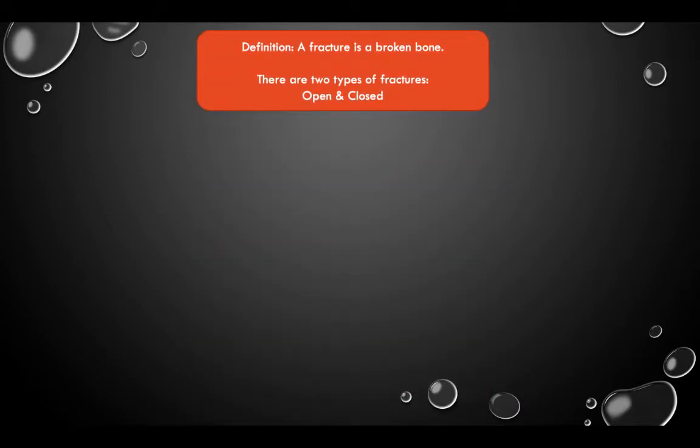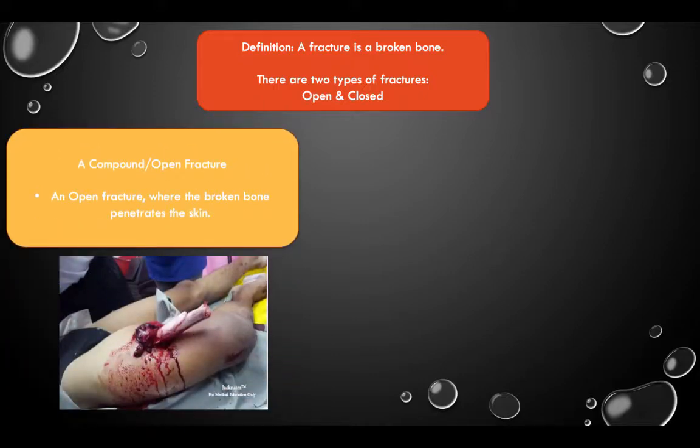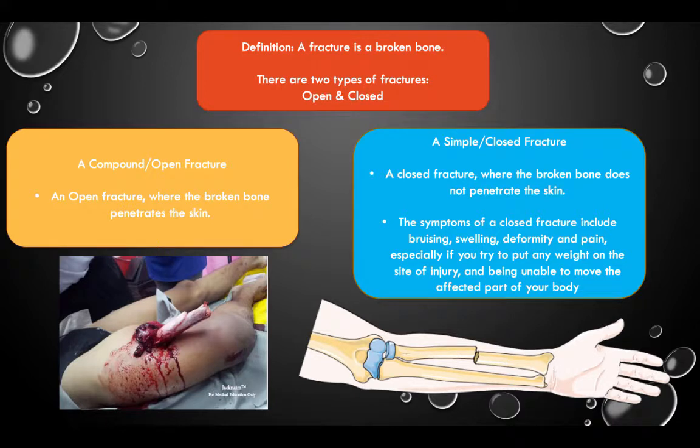A fracture. A fracture is a broken bone. There are two types of fractures: open and closed. A compound fracture, or open fracture, is where the bone penetrates the skin. A simple or closed fracture is where the bone doesn't break the skin. Symptoms of a closed fracture include bruising, swelling, deformity, and pain, especially if you are trying to put any weight on the site of the injury, and being able to move the affected body part.